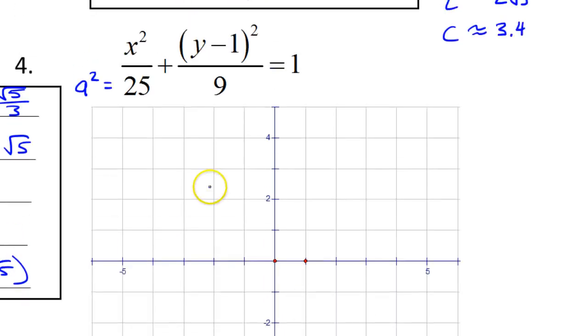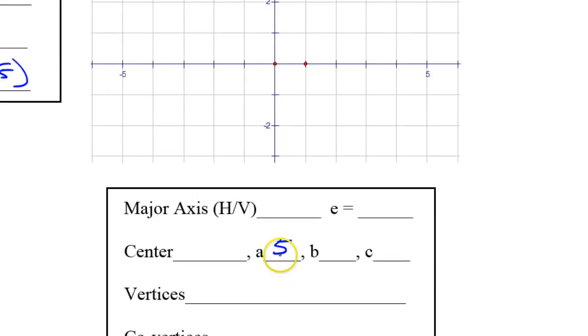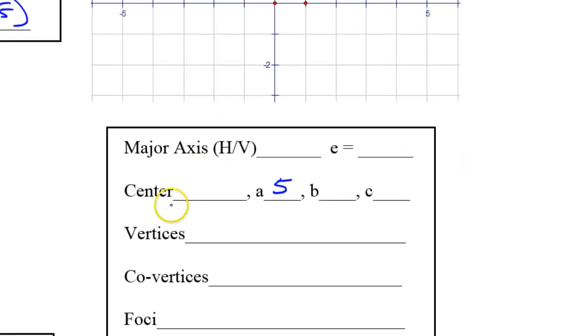Because the a squared is in the x term, I'm going to do my plus or minus 5 in the x direction. Whoa! Slow down. Getting ahead of myself. I really need to say what the center is before I can do anything else. So looking at the x squared, that tells me that the center will have an x coordinate of 0. And looking at this y minus 1, I do the opposite, and I think positive 1. So 0, comma 1. Let's write that down. The center is 0, comma 1.